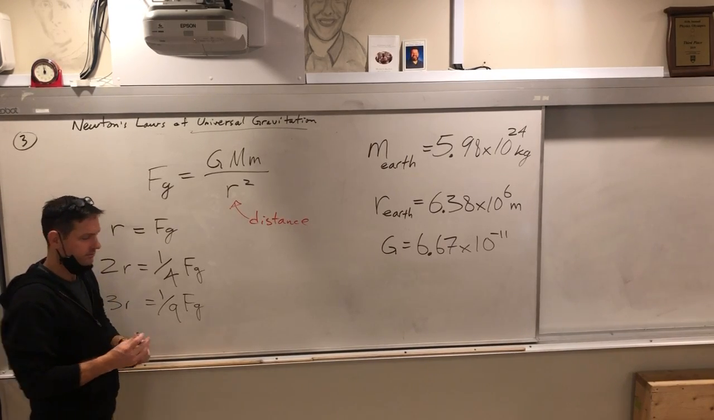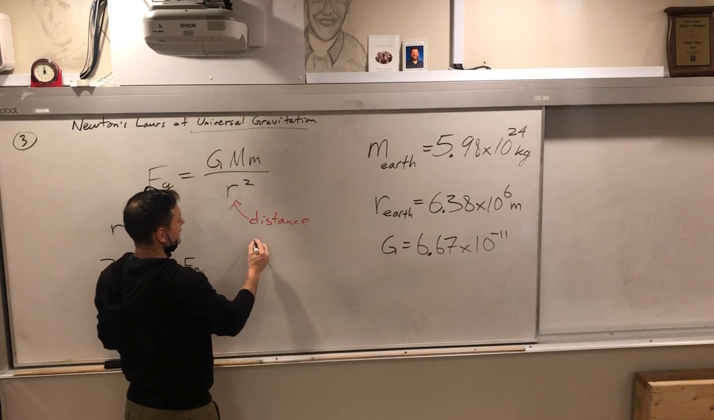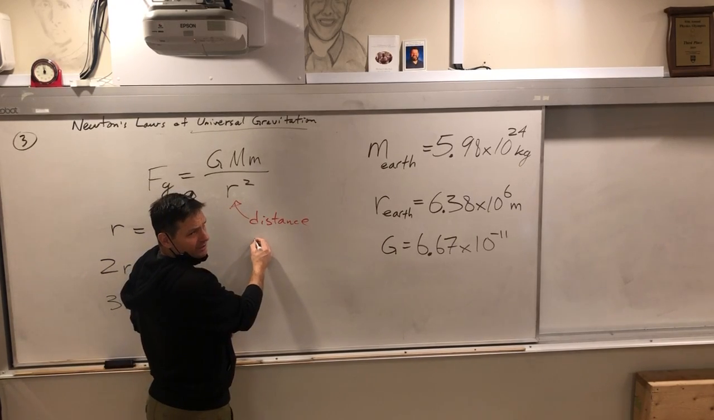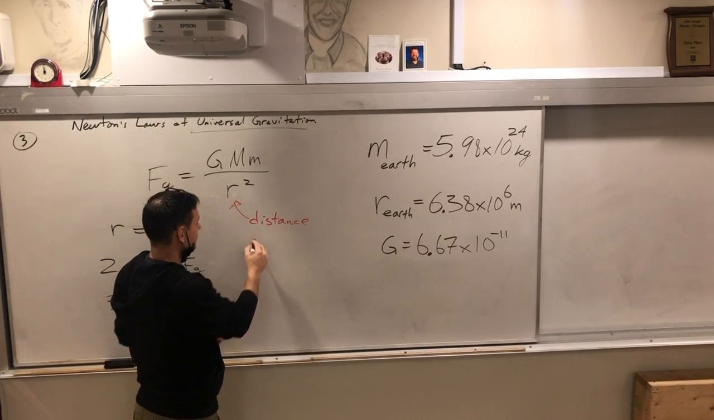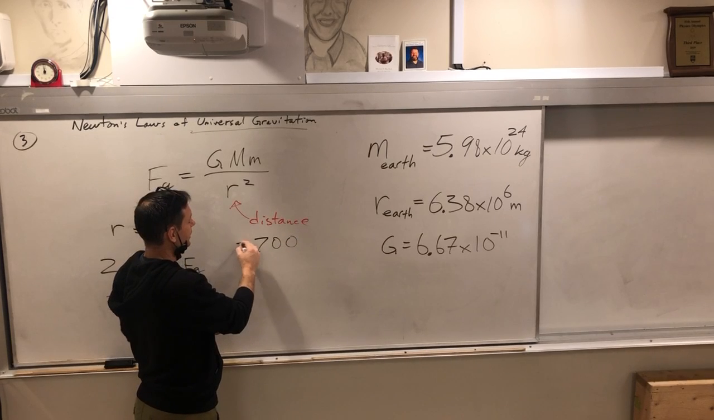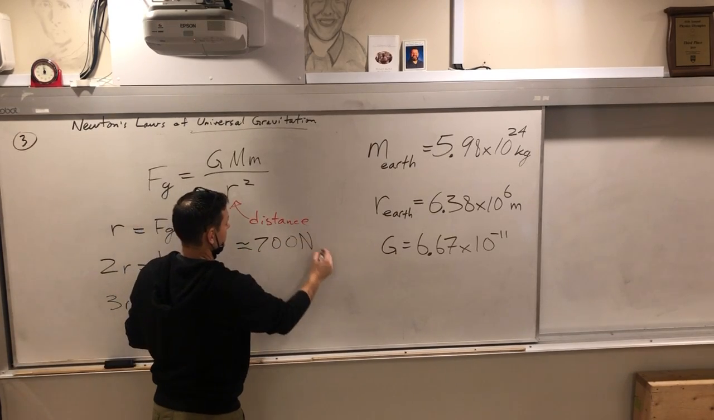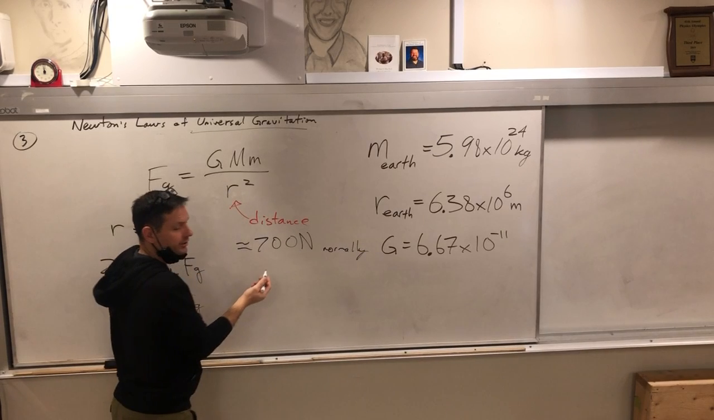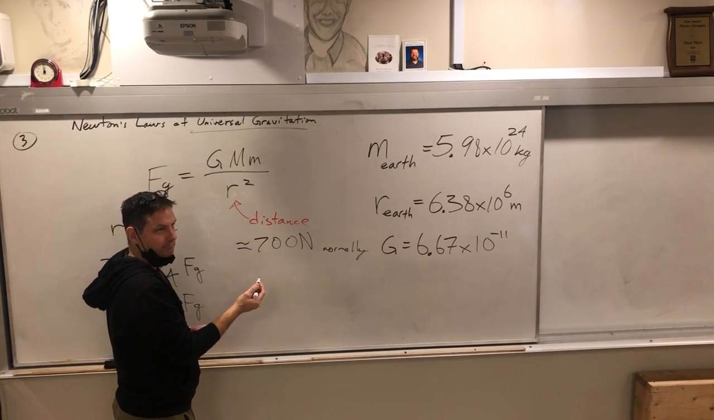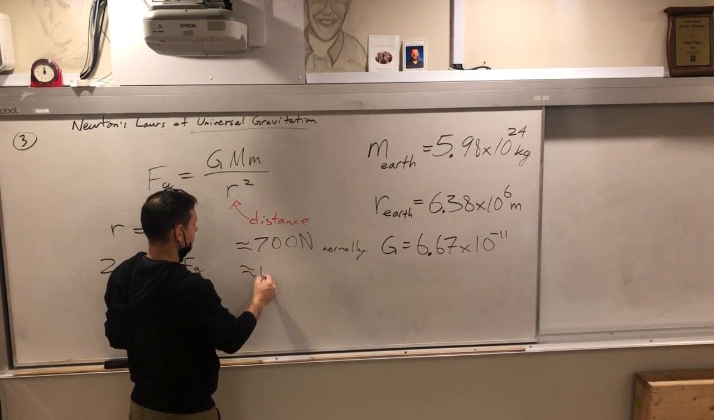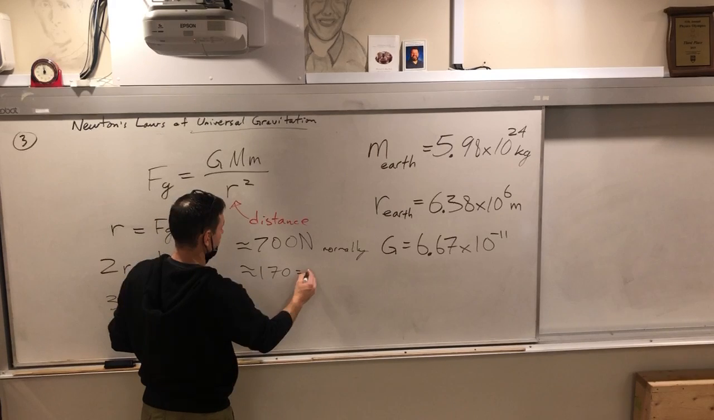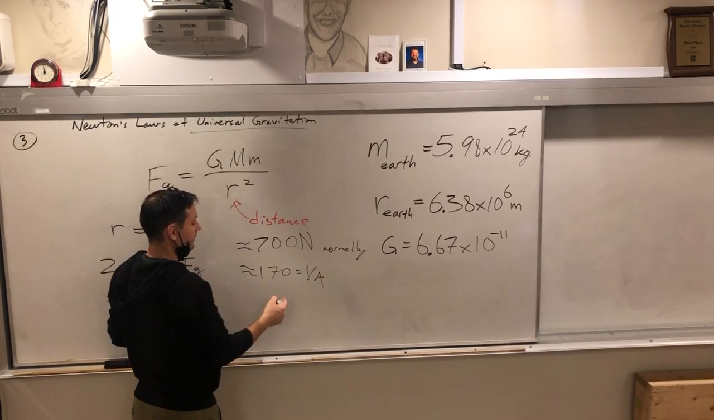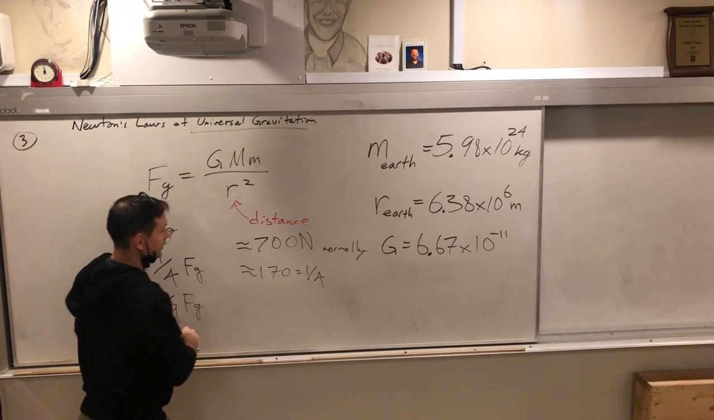It should be about, it was 70 kilos, right? 172. So it would be around 700 normally on the surface. So 1/4 of that would be 172. Yeah, 170 equals 1/4 of that, right? Okay.